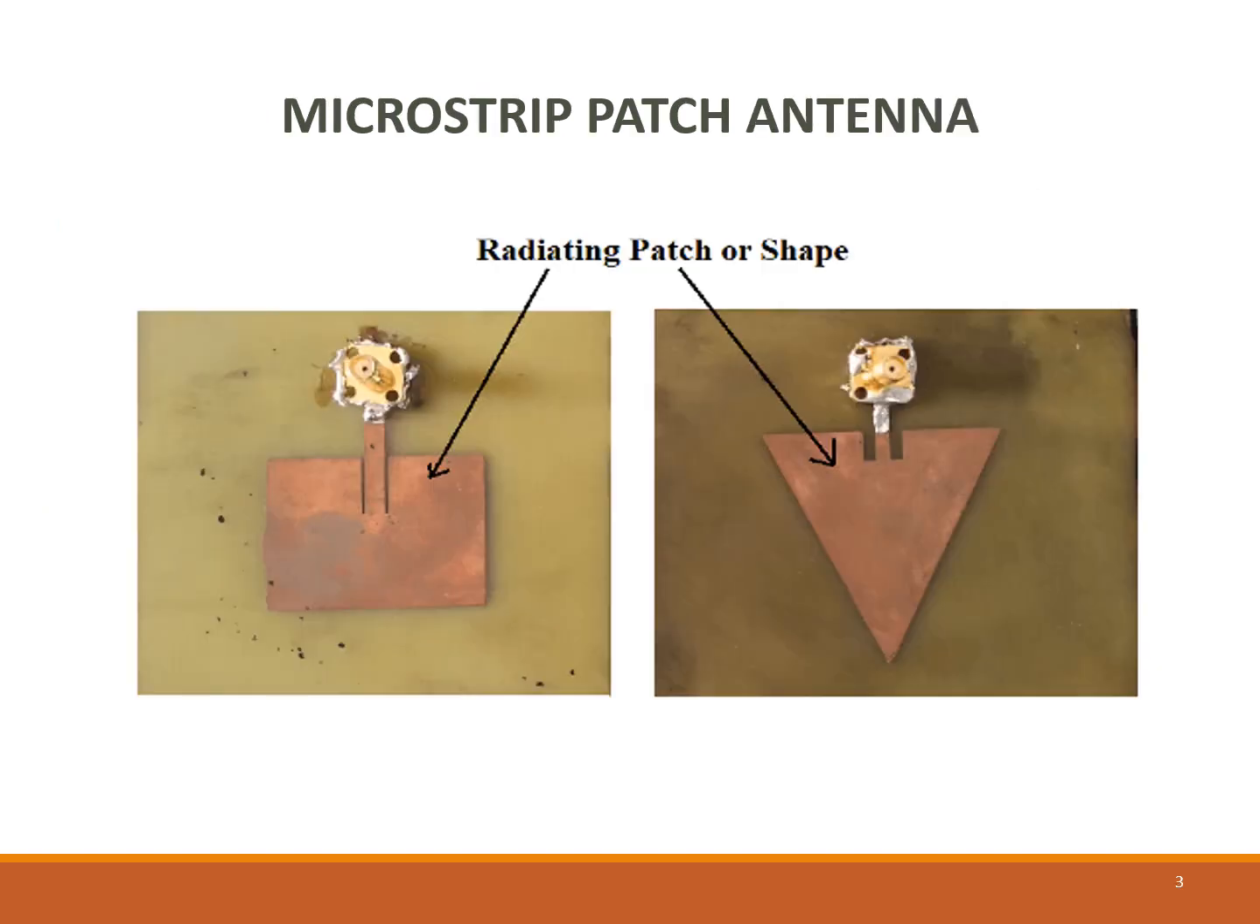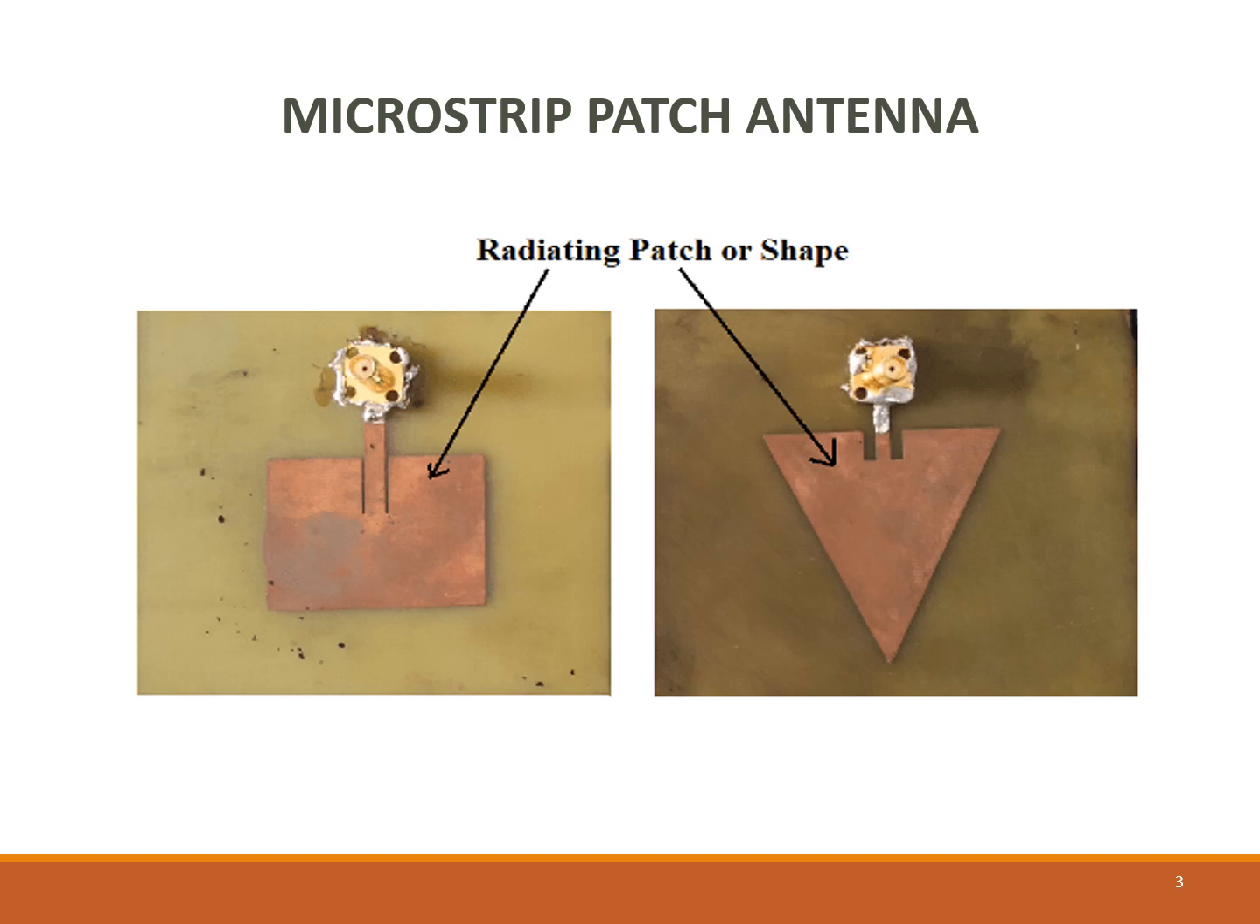Now look at the two figures shown here. When I say a microstrip patch antenna, when you look at the antenna, on one side you will have a patch, that is, the radiating patch. It can be of any shape. There are two diagrams shown in this figure. In the upper one, you have a rectangular patch, and in the second diagram, you have a triangular patch. And on the other side, you will have a ground. And this yellowish-green one is going to be the substrate.